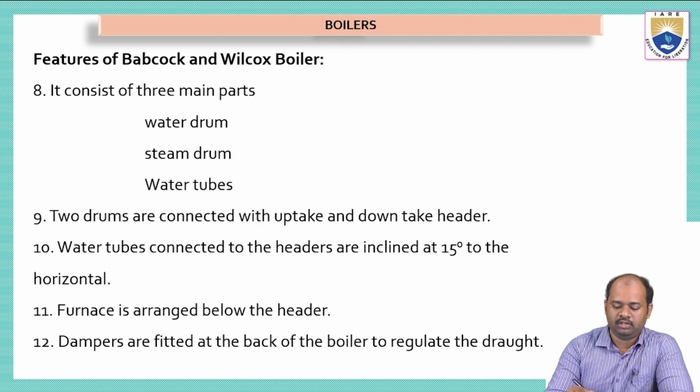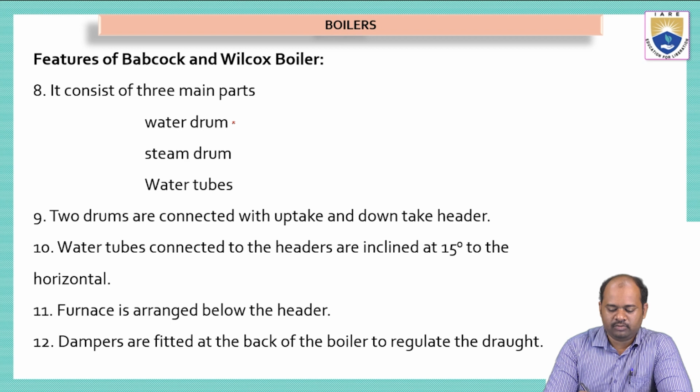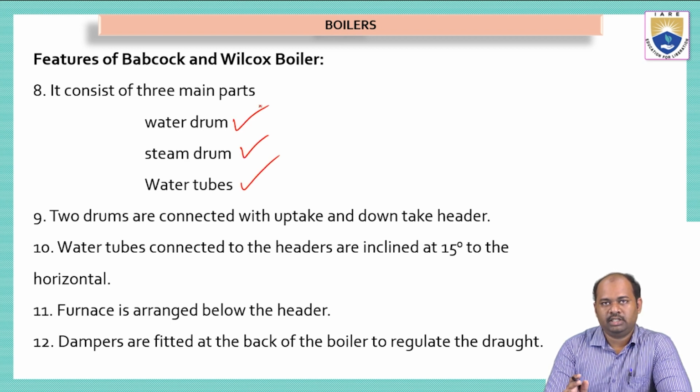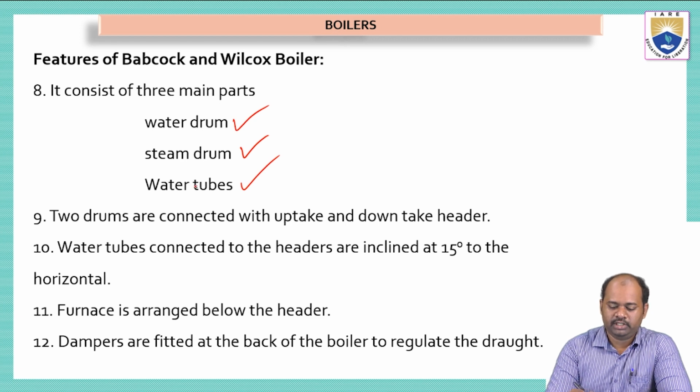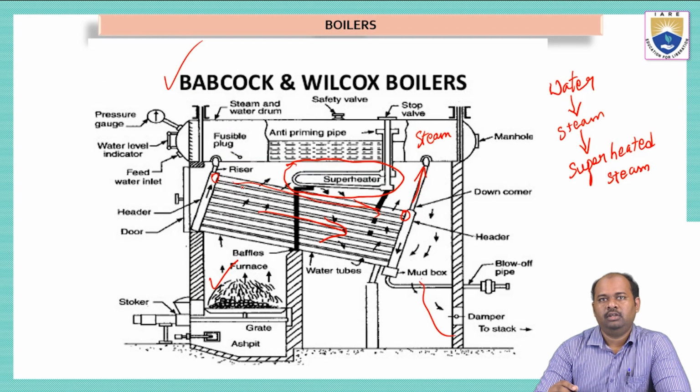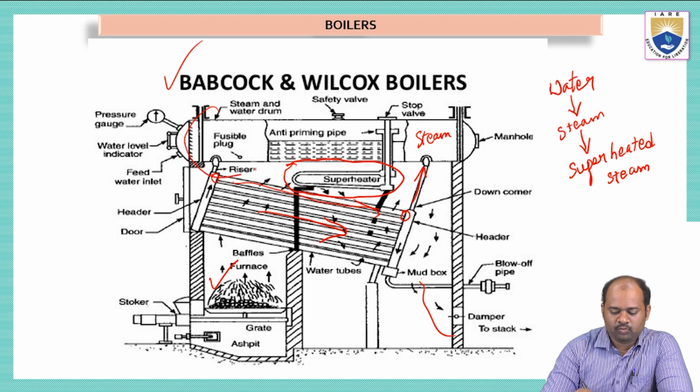Now some of the features are, it has 3 main parts: water drum, steam drum and water tubes. The water drum is the structure inside which we have water stored, and the steam drum is where steam is collected, and we have water tubes. Now we'll see these 3 parts in the picture. So here, this is the water drum where we will have water. Now this water will enter into the tubes. To these tubes, the water will enter.